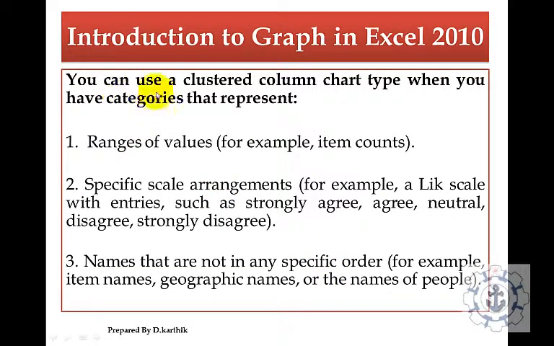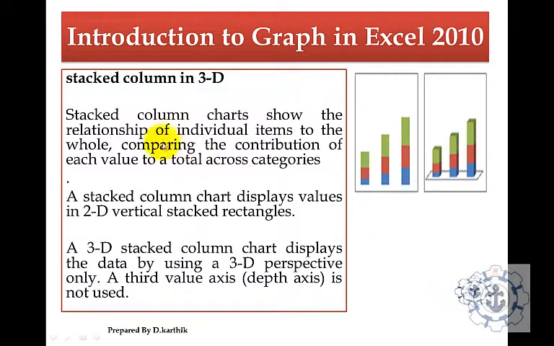We can use a clustered column chart when you have the following categories that represent a range of values. For example, item counts, a specific scale of range such as strongly agree, agree, neutral, disagree, and strongly disagree. Or names that are not in any specific order. For example, item names, geographic names, or names of places or people.